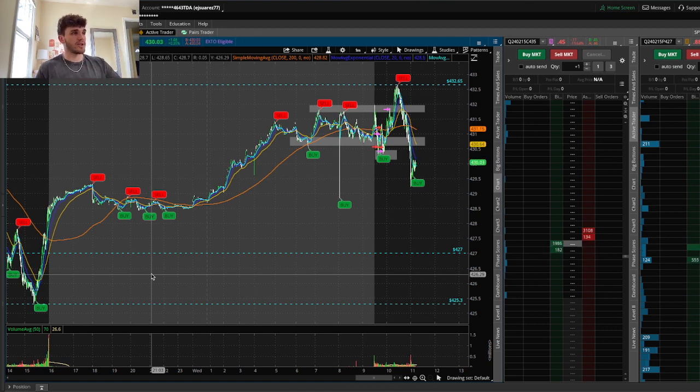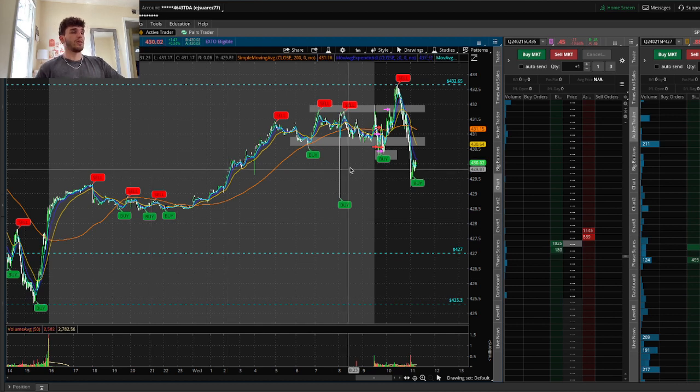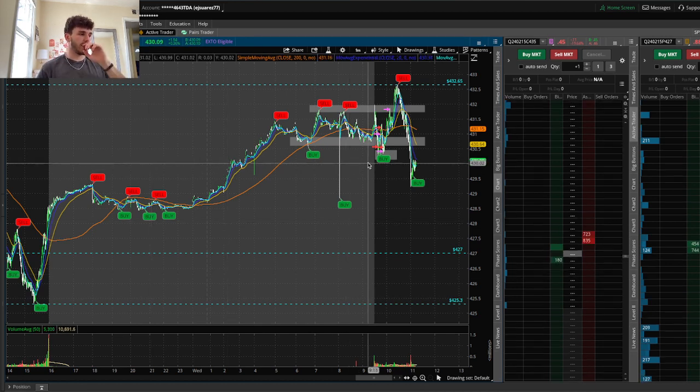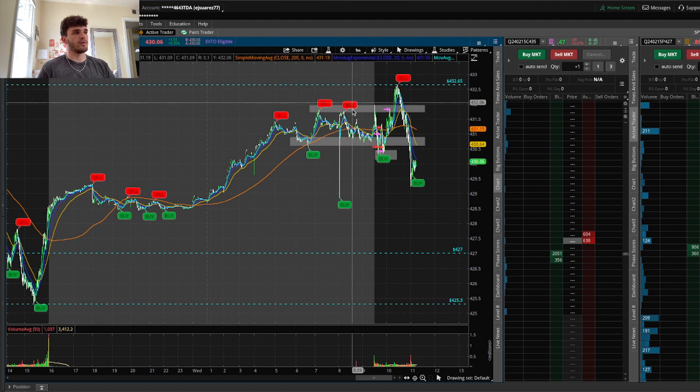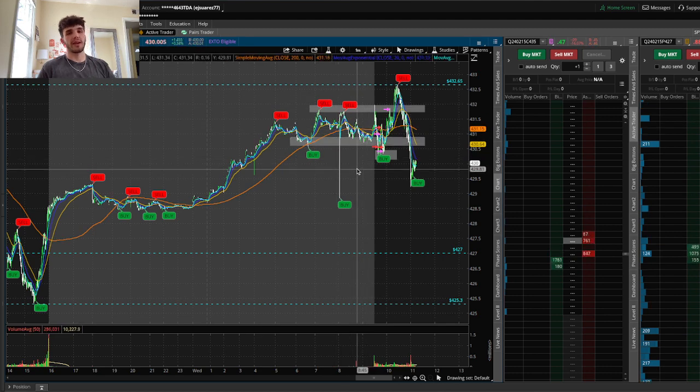So as you can see on my screen, I have QQQ pulled up. You can see I have the 1 minute pulled up. And beginning the day, we were in a fairly tight range. You could see I marked out the highs and lows of this range, and I was looking for a break of one side of this range in order to take a trade.